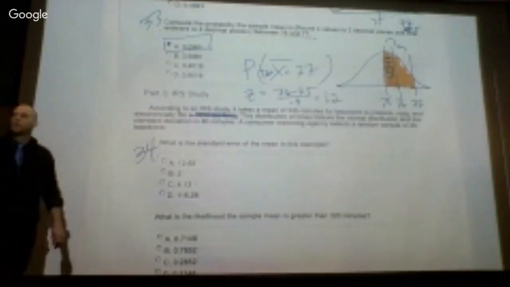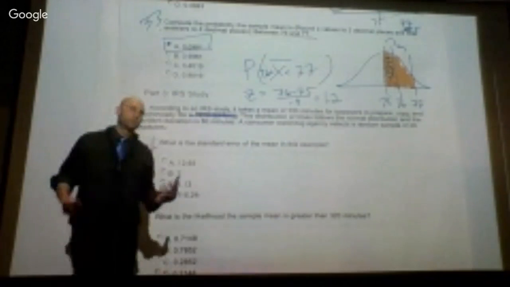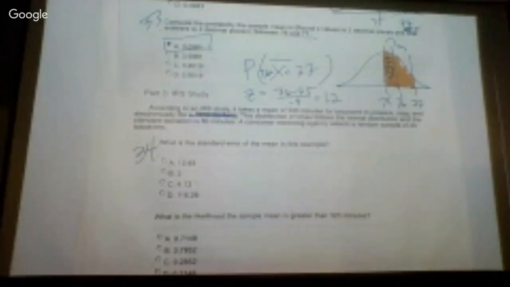A consumer watchdog agency selects a random sample of 40 taxpayers. Got a few pieces of information here. What are the few pieces of information we have here? Take on. Yep.